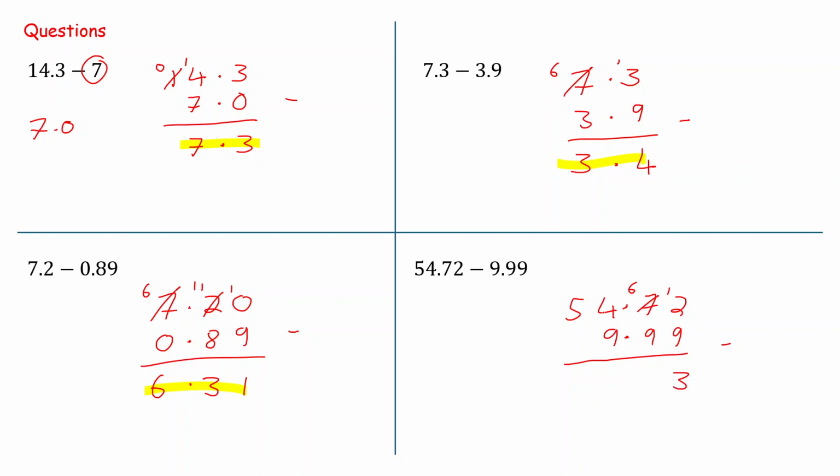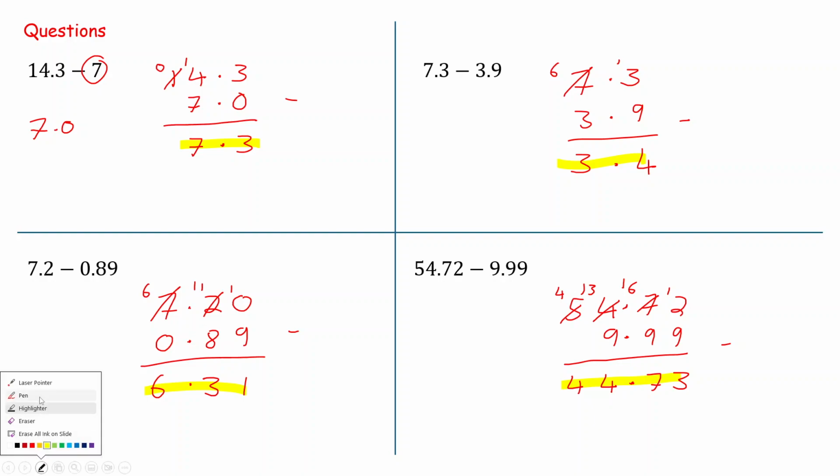6 take away 9, again negative, so you've got to go and borrow 1. Becomes a 3. Borrow 1. 16 take away 9 gives you a 7. So that goes here. You bring down your points. There we go. 3 take away 9, negative, so you've got to go and borrow 1 again from the 5. Becomes a 4. Borrow 1. 13 take away 9 gives you 4. 4 take away nothing. Okay, it's just going to be 4. So there we go. 44.73 is your answer for this one down here.